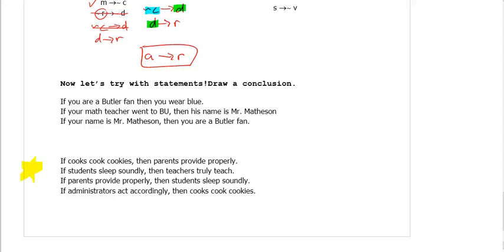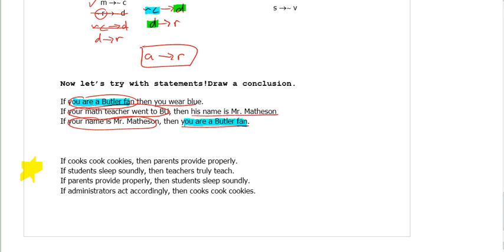Okay, so you're looking for what comes up only one time. So let's go through this. Remember, you have a bunch of different statements. You have your hypothesis, your conclusion, your hypothesis, your conclusion, your hypothesis, conclusion. You're looking for the hypothesis and conclusions that only come up once. So if you look at it, if you are a Butler fan, that comes up. Does it come up anywhere else? It comes up here. It comes up here. So that's not what we're going to use to start off with.